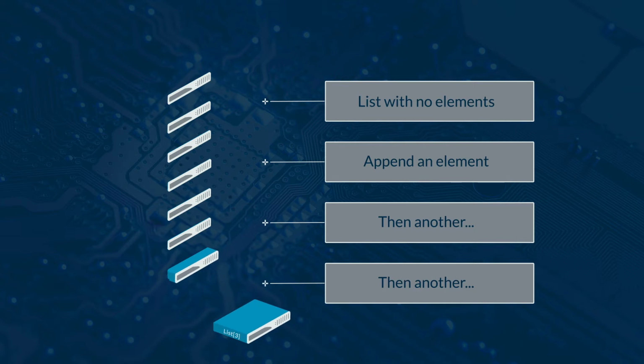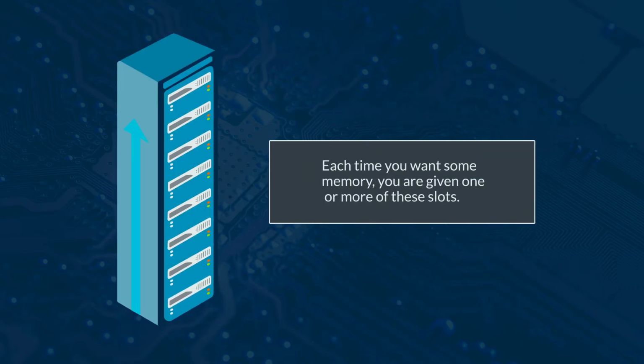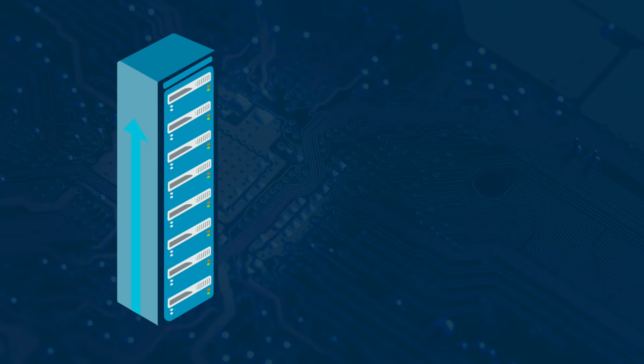Imagine RAM as a large cupboard with lots of individual slots in. Each time you want some memory, you are given one or more of these slots, depending on how much space you need. The more space you need, the more slots you take up. When an item is no longer needed, that slot, or those slots, become free again.